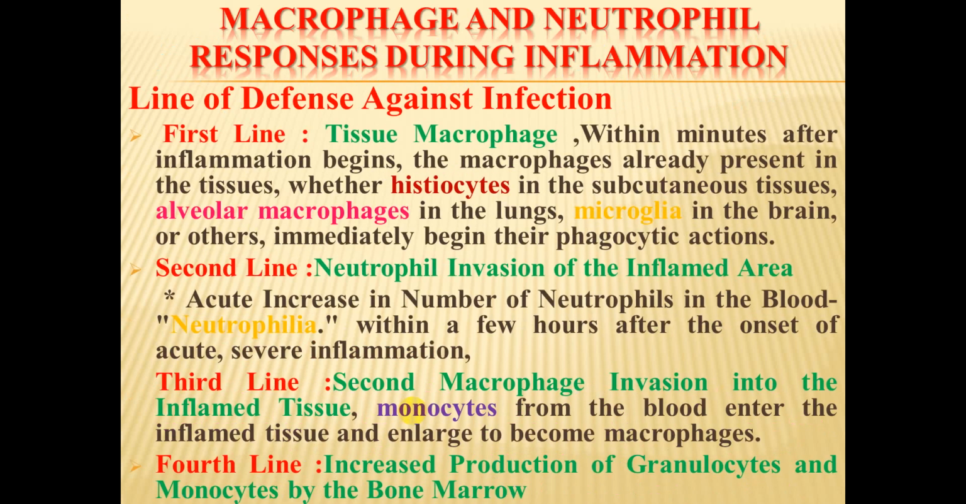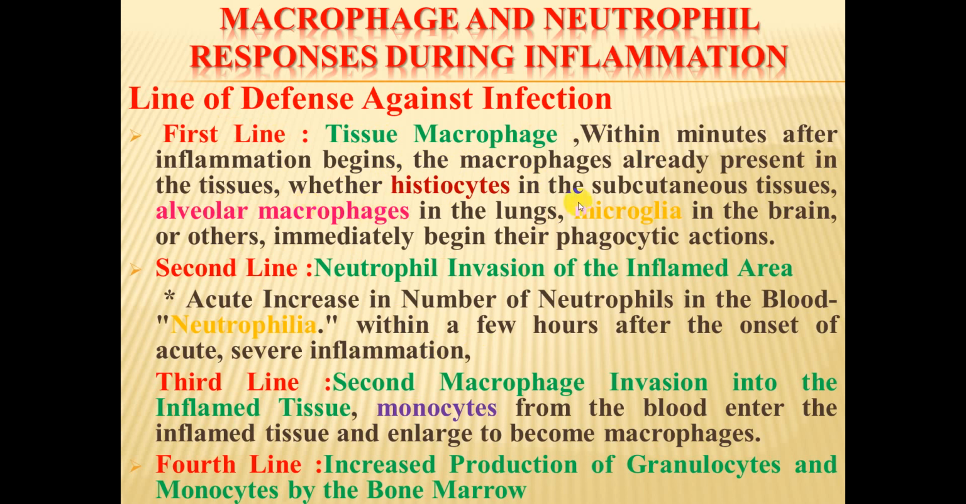Macrophage and neutrophil responses during inflammation. أكيد إحنا قلنا أول خط دفاعي هي tissue macrophage والنيوتروفيل. It's also called the first line defense. After inflammation, what happened? First line هو tissue macrophage. Within minutes after inflammation begins, macrophages are already present in the tissue. أصلا هي already present in the tissue.